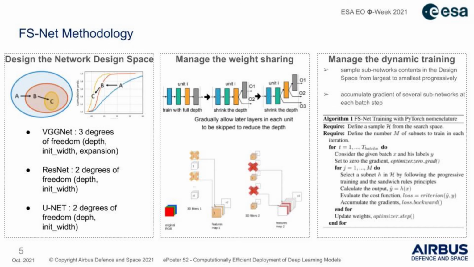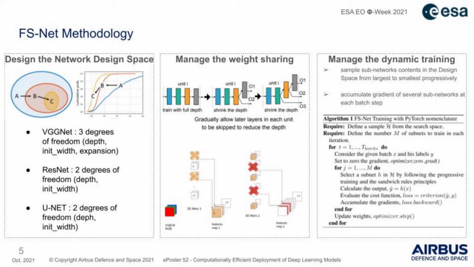So, what is the methodology to train a FSNet? First, we need to design the network design space, which means define parameters enabling efficient way out for each subnet in FSNet. For each kind of architecture, as VGGNet, ResNet or UNet, we have to define a design space. For example, for VGGNet, we choose 3 degrees of freedom: the depth of the subnet that we want, the number of filters on the first layer, and the expansion coefficient. We enter this parameter and we get a subnet in the family.